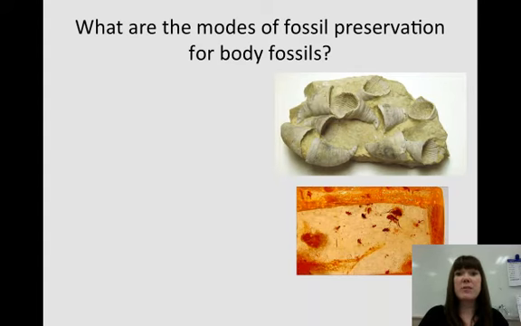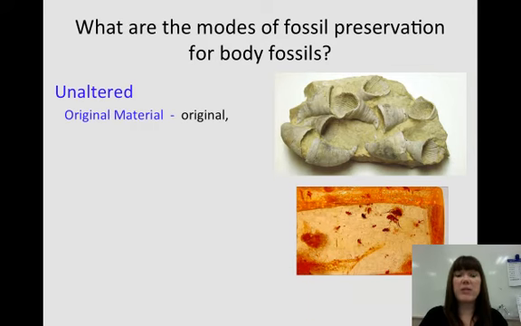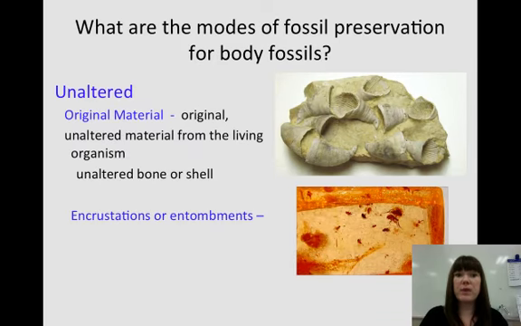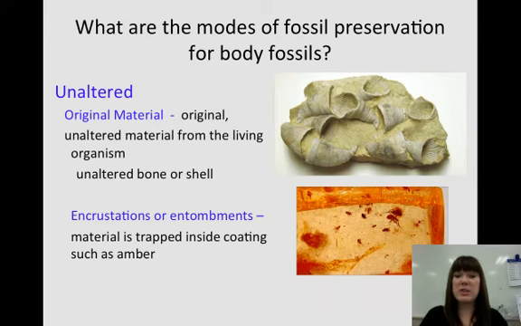We have several different modes of fossil preservation for body fossils. One category would be unaltered, and there are several different types of unaltered body fossils we could have. One would be actually having the original material, original and unaltered. The other would be incrustations or entombments. For example, when you have material that gets trapped inside some sort of coating like amber or tar.